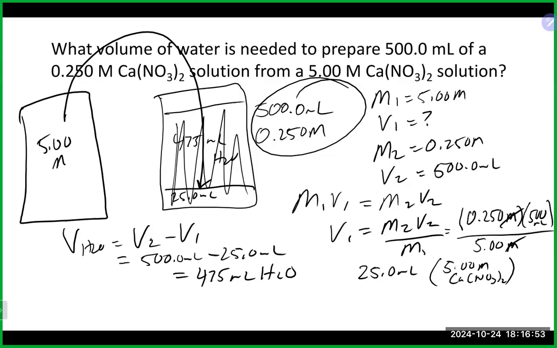Again, if you solve for M1, that is usually the concentration of the more concentrated solution. V1 is the volume of that more concentrated solution you need. M2 is typically the concentration of the more dilute solution. And V2 is usually your total volume of this dilute solution you're trying to make. Any questions on dilution? Yeah.